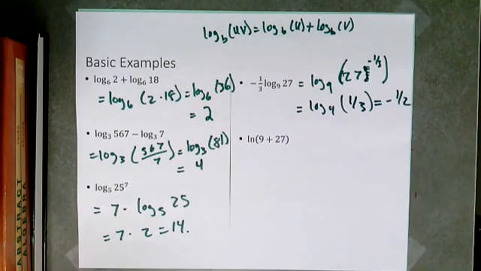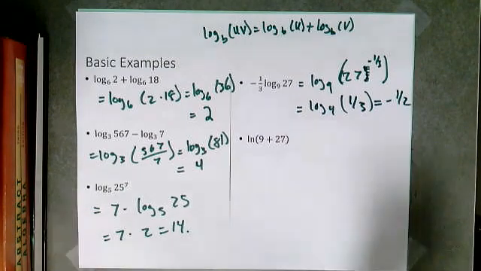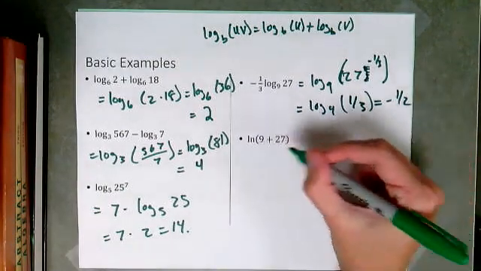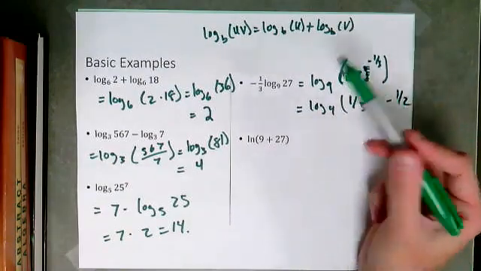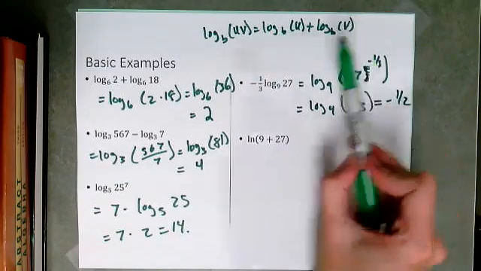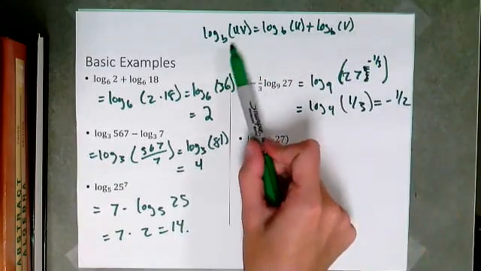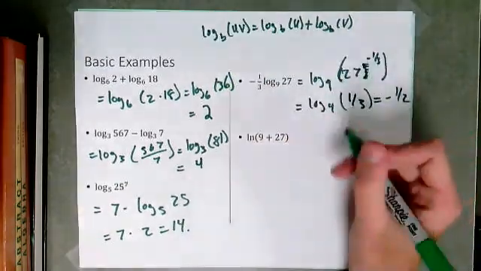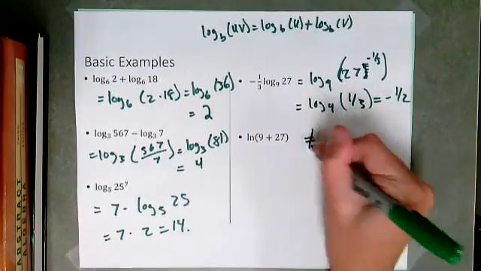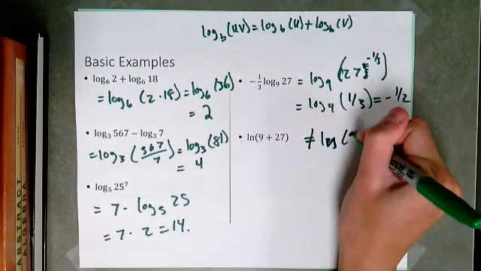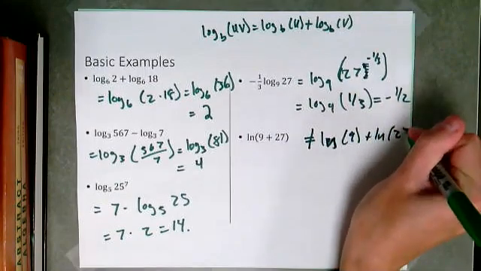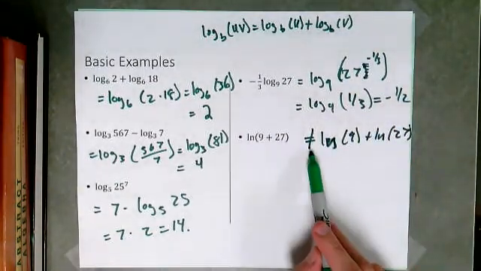Okay. Just logarithm properties going on here. Okay, log base 9 of 27. Well, I wrote the rule up here. So it's log of multiplication splits up into addition. So this does not equal, sorry, this is natural log. Natural log of 9 plus natural log of 27, right? It does not equal this.